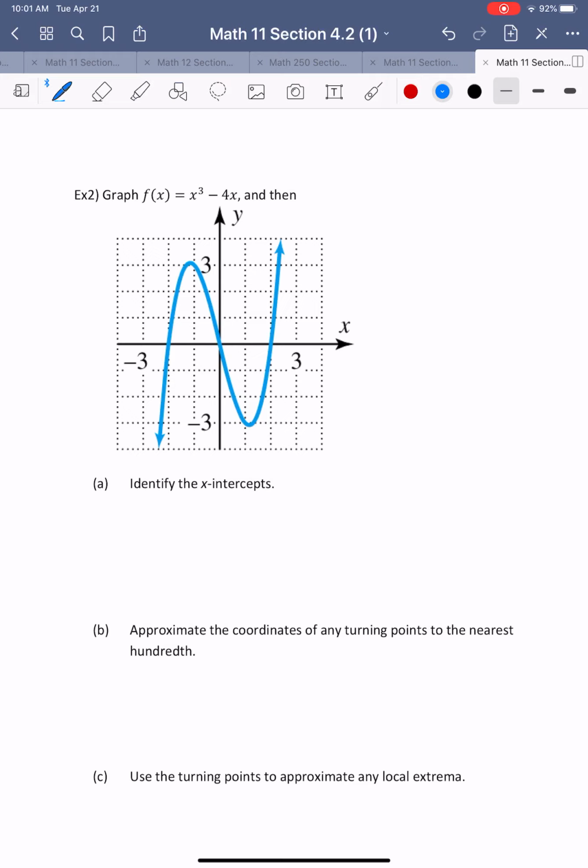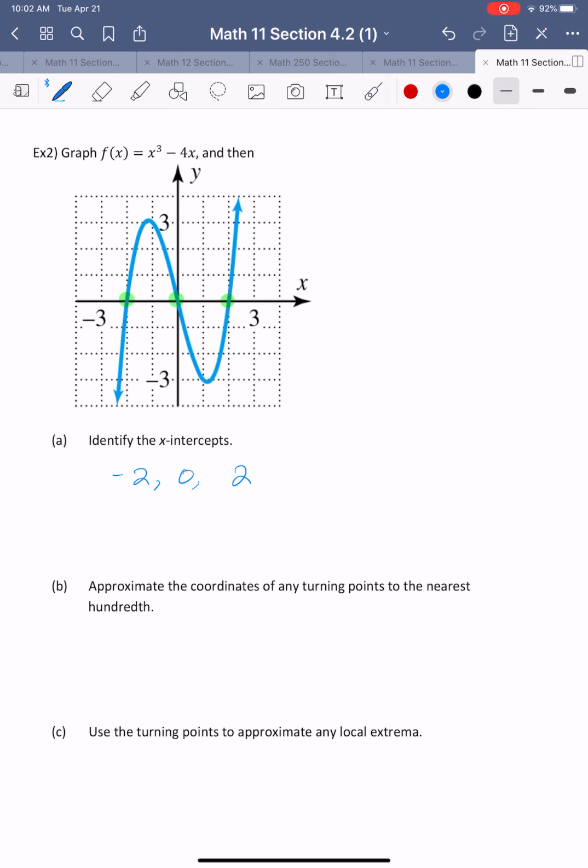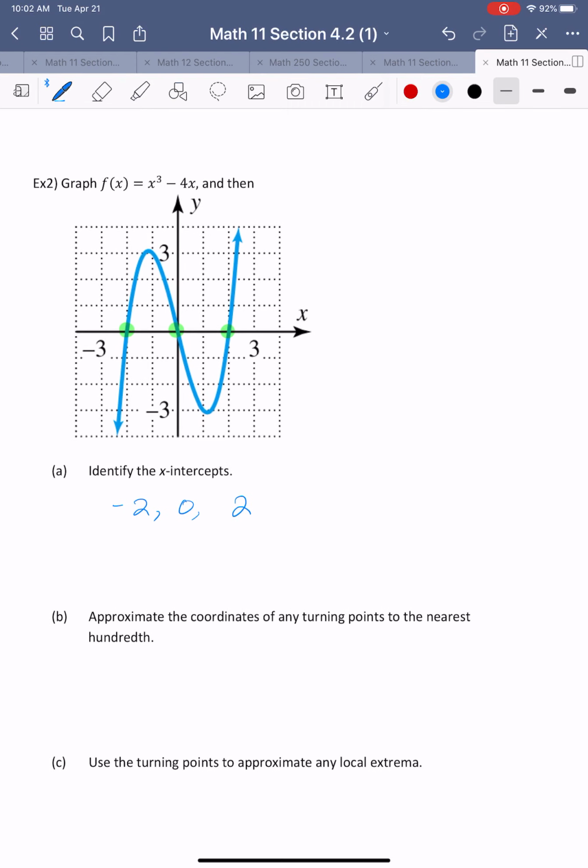Now we actually have a function with a graph this time. Identify the x-intercepts. The x-intercepts are here, here and here. So I want to say -2, 0, and 2 for the x-intercepts. Approximate the coordinates of any turning points to the nearest hundredth, which means we just need to guess. But since we have a function, you can use decimals to see better, okay? But I'll do my best here.